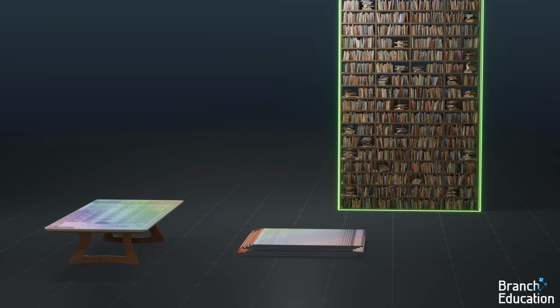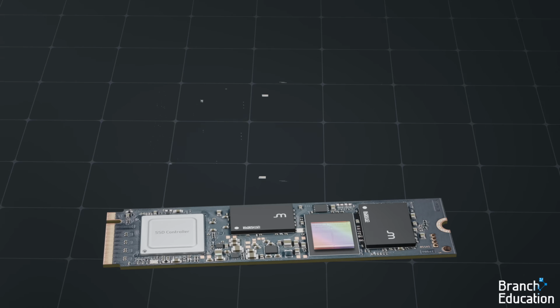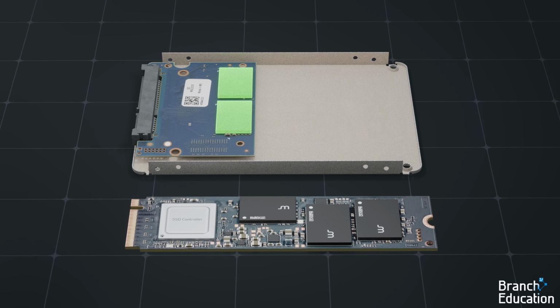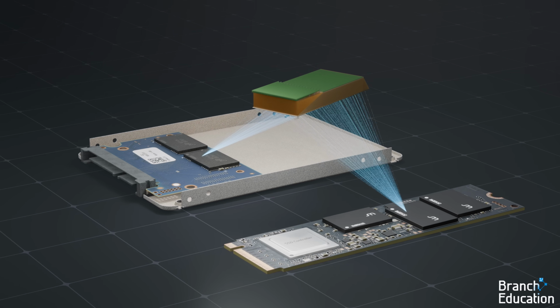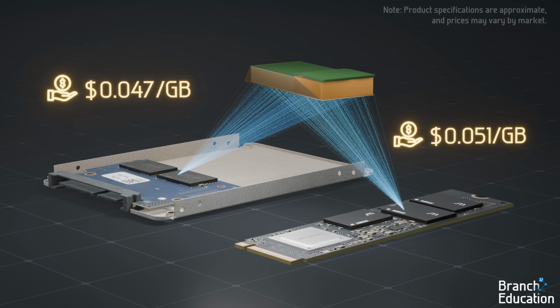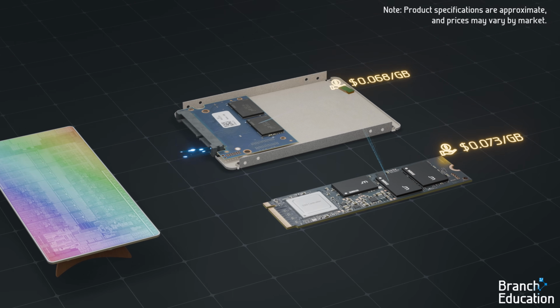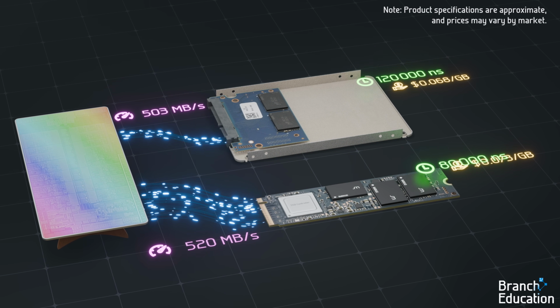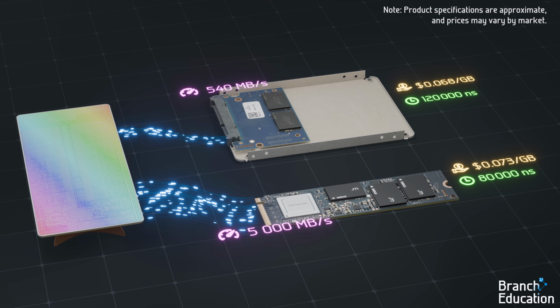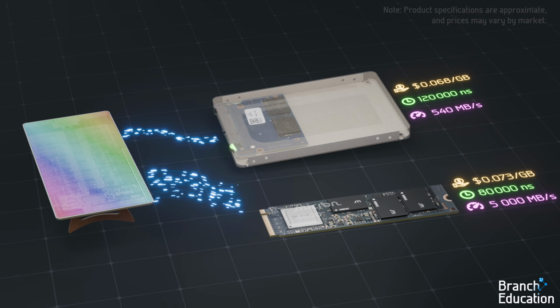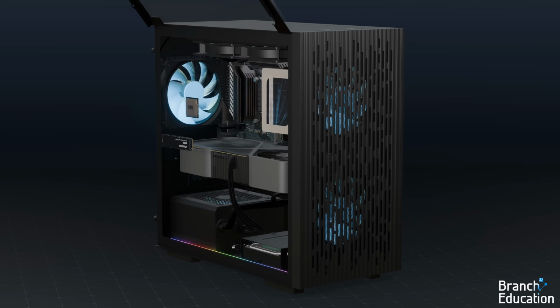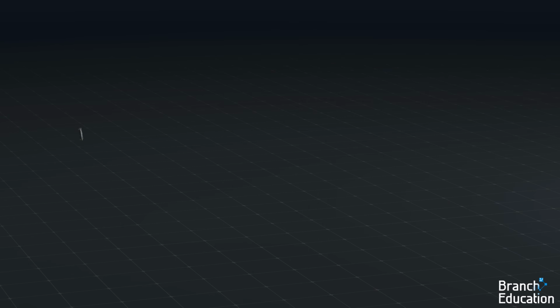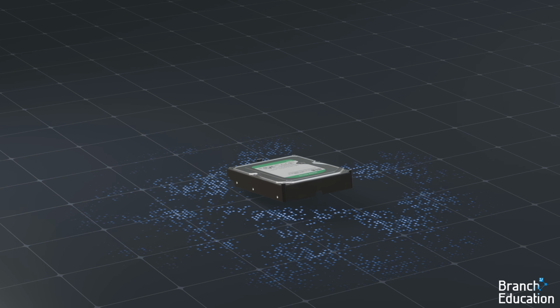Another note is that SATA SSDs use a similar set of chips, including the same 3D NAND flash, resulting in comparable costs. However, they have longer access times and substantially lower bandwidth due to limitations in the older SATA data transfer protocol. So take that into consideration when you build or buy your next computer. Let's move on and explore the hard disk drive.